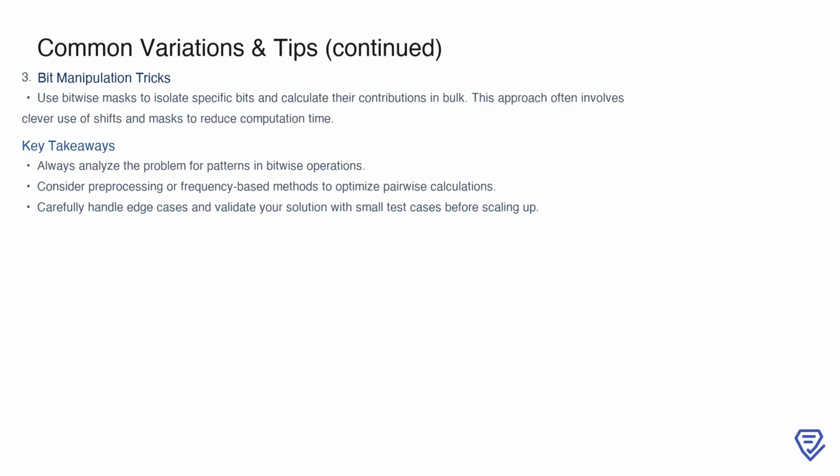As you work through problems like this, always analyze the problem for patterns in bitwise operations. These patterns can often reveal opportunities for simplification or optimization. Pre-processing or frequency-based methods, such as counting bit occurrences in advance, can significantly reduce the complexity of pairwise calculations.